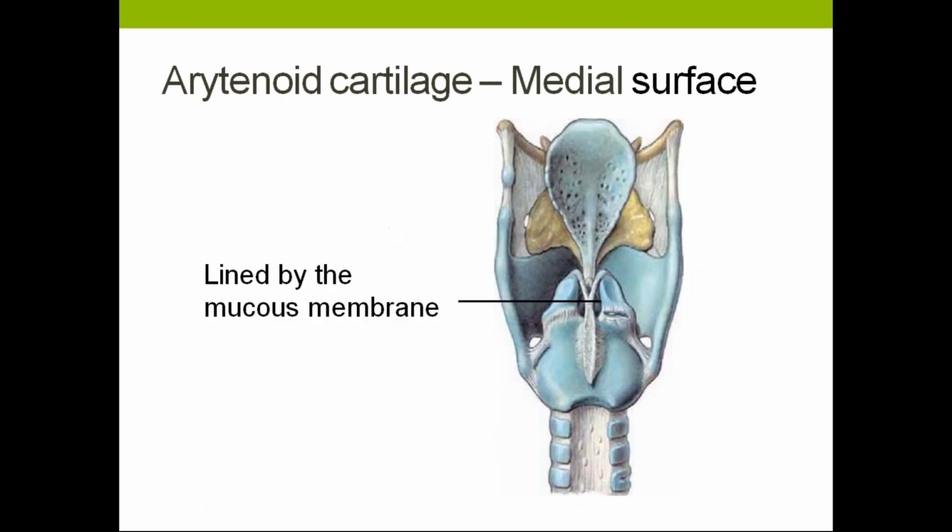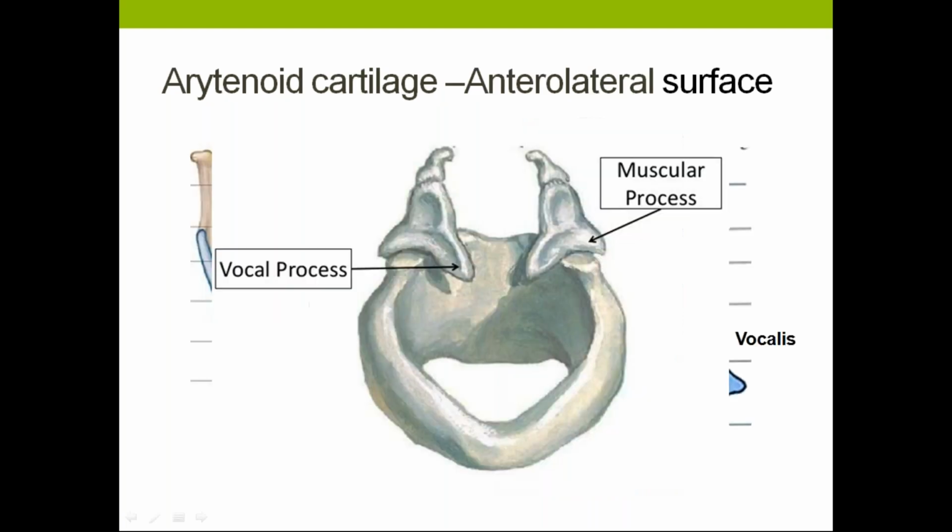Okay, so next come to the medial surface of the arytenoid cartilage. This medial surface is lined by the mucous membrane. They will face each other. So far you have seen the apex, base, the posterior surface and the medial surface. Next we'll see about the anterolateral surface. So the anterolateral surface, I already said, has an extension. The extension is the vocal process here.